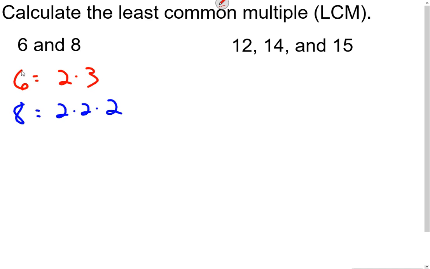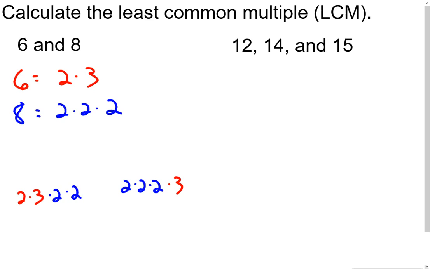So what I like to do is I like to start with one of my numbers. I'm going to start with the 6 in this case and go, well, the 6 has factors of 2 and 3. Now, what is it missing that the 8 has? The 8 has 2 more 2's in it. Now, maybe you would have said, well, maybe I wanted to start with the 8. The 8 has factors of 2 times 2 times 2. And then you can look at it and go, well, what is the 8 missing that the 6 has? And it's missing the 3.